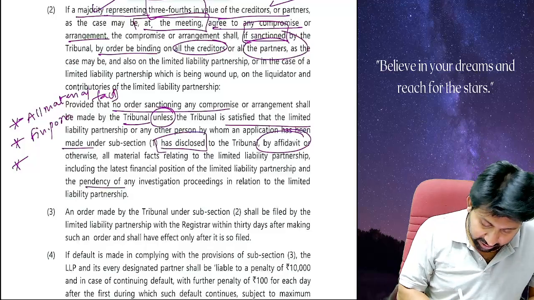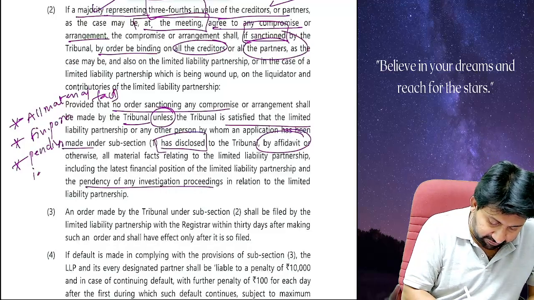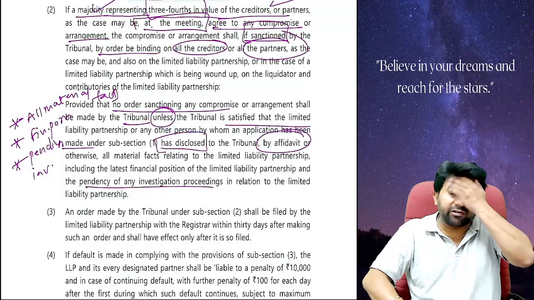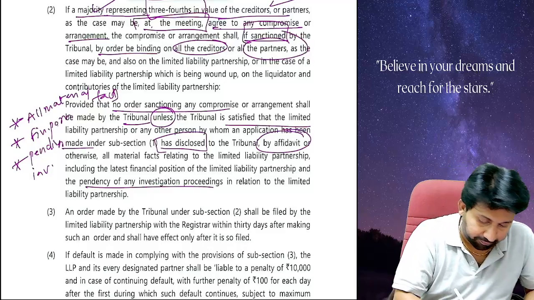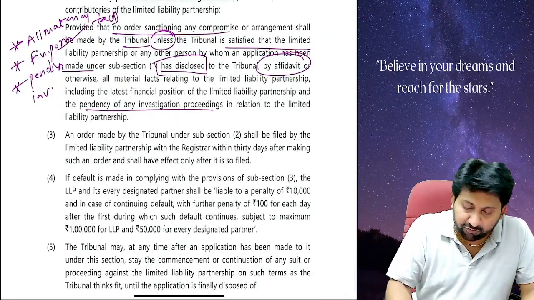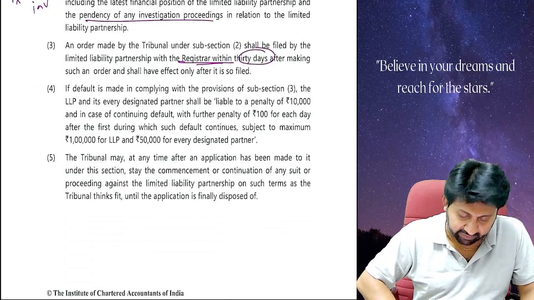Number 3. If there are any pending investigation cases against your LLP, tell those. If those are there, the tribunal will take reasonable care before giving you a compromise. Okay, over. Next, the tribunal said yes. The order of the tribunal should be filed with the registrar within 30 days. Within 30 days. That's all.